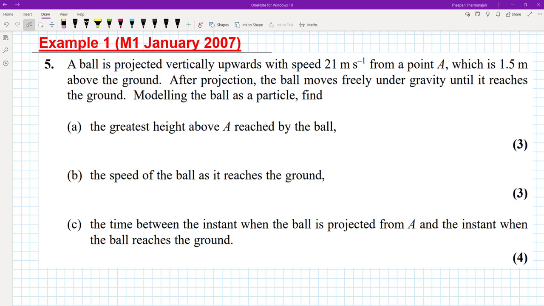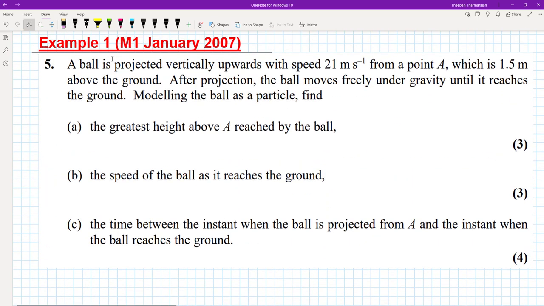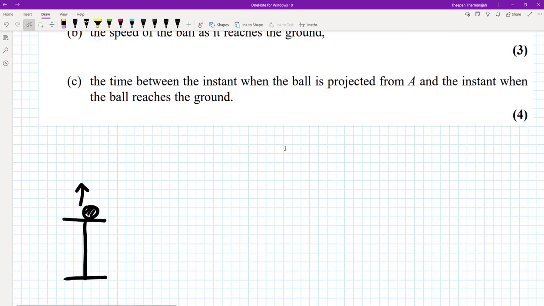So in all mechanics questions, it's vital that you draw a diagram so you can visualize what's going on. So let's start off by drawing our diagram. So we have a platform here above the ground. Here's our ball that's projected vertically upwards. Now the arrow is very important. So we know that in the question they say it's being projected with a speed of 21 meters per second. So here's the point of projection A.